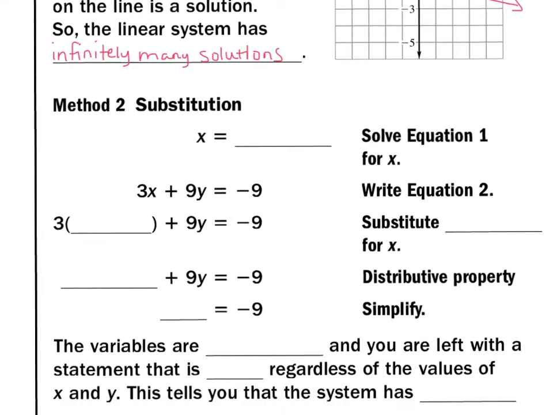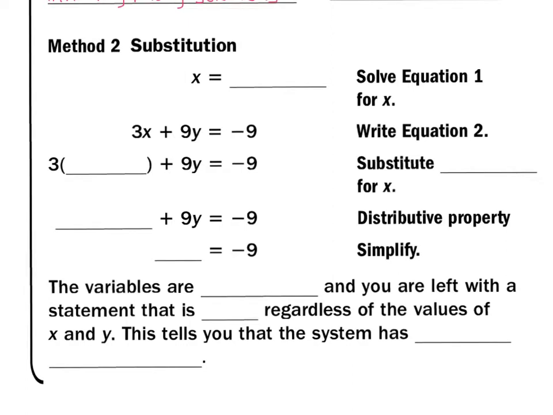To use the substitution method also is fairly simple. We would want to solve equation 1 for x. This is in the substitution method. Personally, I believe it's easier to do the elimination method, especially in this one where everything's lined up. You just have to multiply first, but we're going to do it through the substitution method.